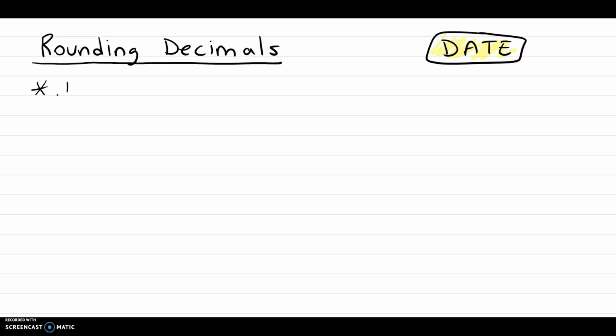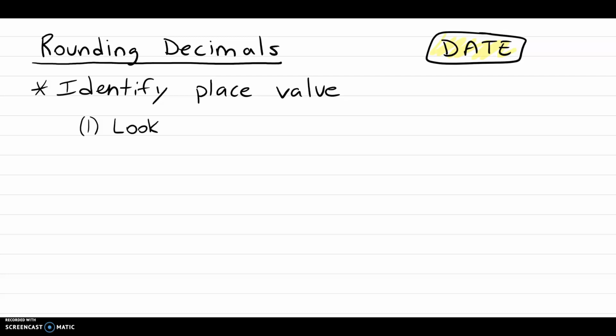So the biggest piece about rounding decimals is being able to identify a place value. And now with decimals, remember we have these extra place values, a part of our numbers. When you're rounding, remember you look at the digit to the right of the indicated place value.